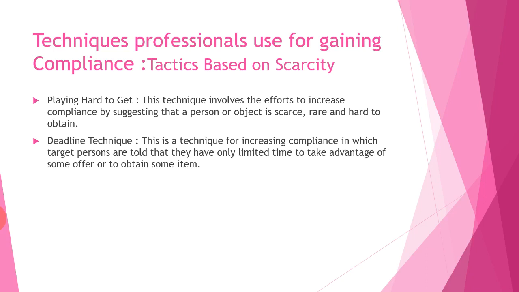Next come the tactics based on the scarcity principle. There are two tactics. One, playing hard to get. This technique involves efforts to increase compliance by suggesting that a person or object is scarce, rare, and hard to obtain. Next is the deadline technique. This is a technique for increasing compliance in which the target persons are told that they have only limited time to take advantage of some offer or to obtain some item. You can see these kinds of techniques used in teleshopping sales.